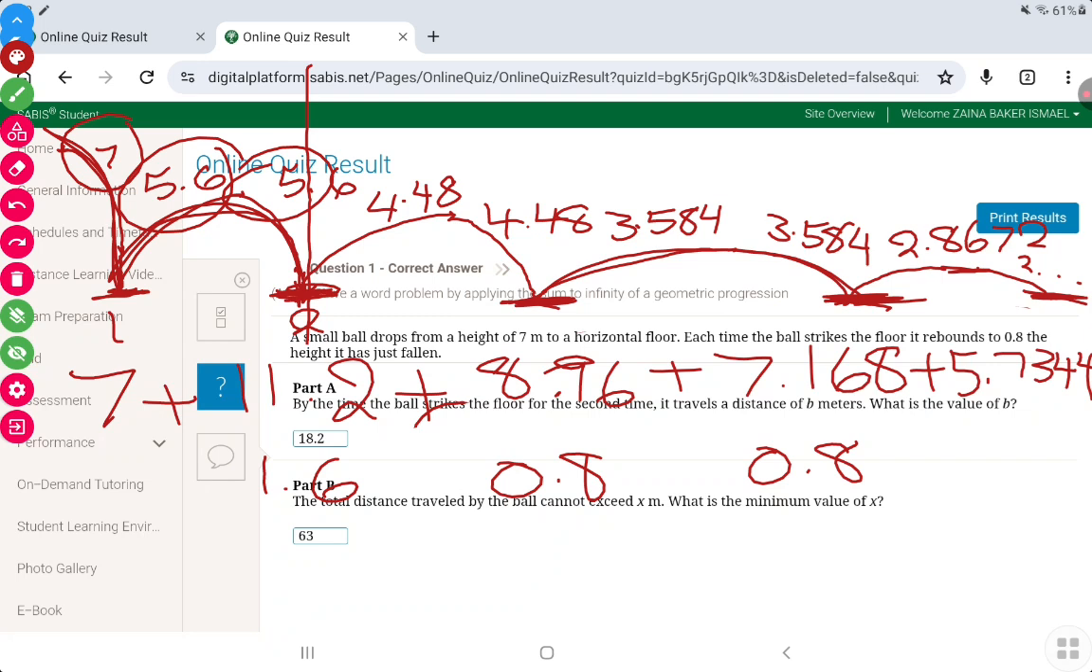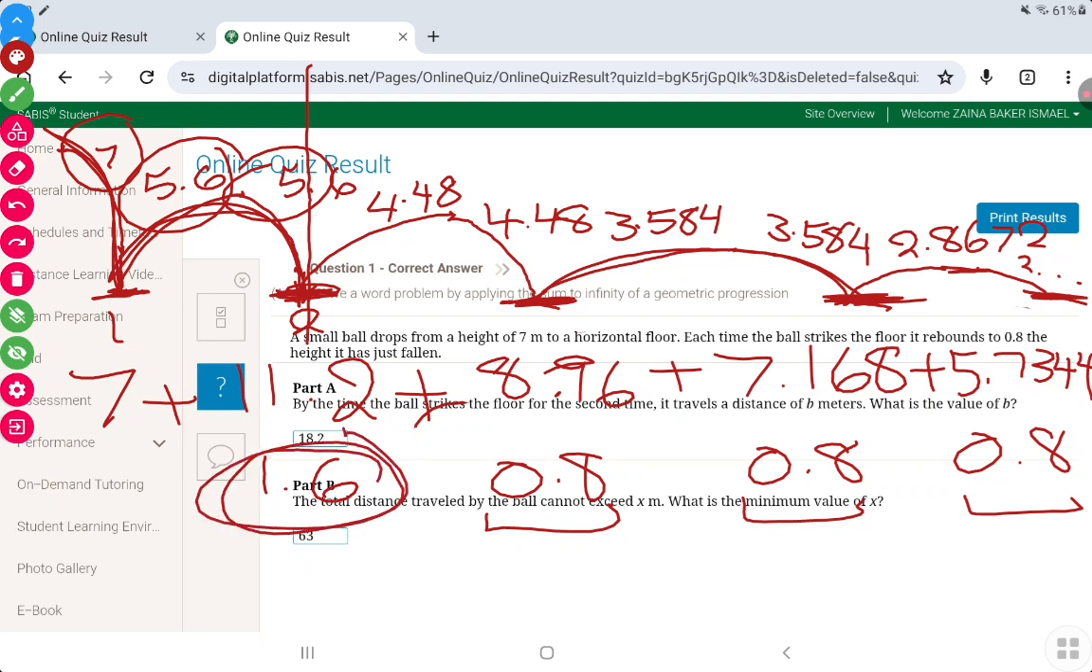5.7344 divided by 7.168 is 0.8. So now we see we have a common ratio, which means we have a geometric progression, but this geometric progression does not apply to the first number. So we have 7 plus a geometric progression. Everything from here onwards is a geometric progression, and then you add 7 to that. So we now know that we have a geometric progression.